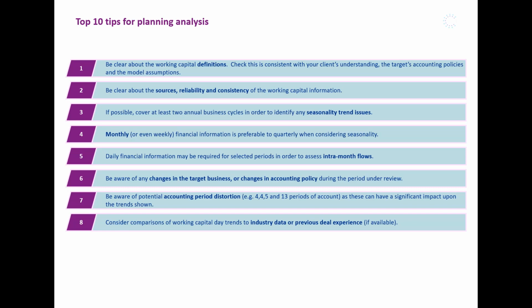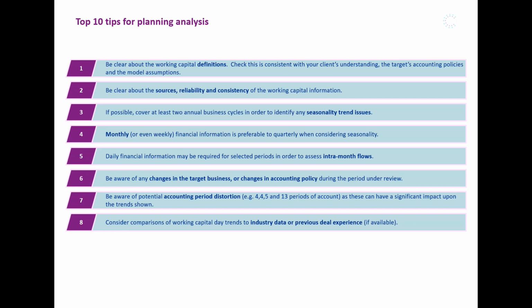And number 6, be aware of any changes in the target business or changes in accounting policy during the period under review. This ties into point 2, in that we need to understand what's driving the data, what's driving the working capital. Is this an underlying trend that's actually occurring in the business due to the day-to-day operations, or is it driven by something else which is distorting the data? For example, a change in how the business operates, or a change in how they're accounting for the numbers. So is it real and genuine, or is it artificially distorted?